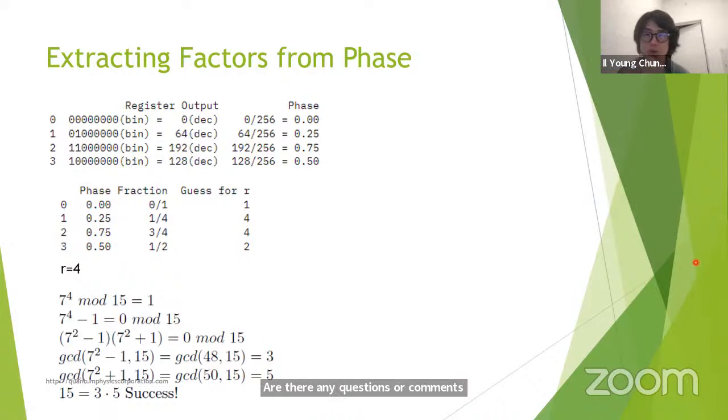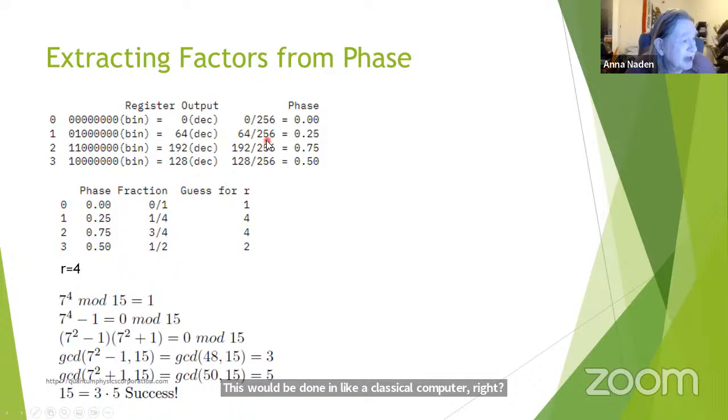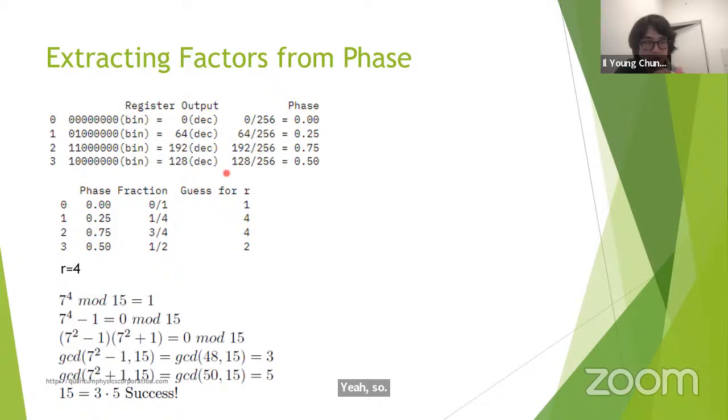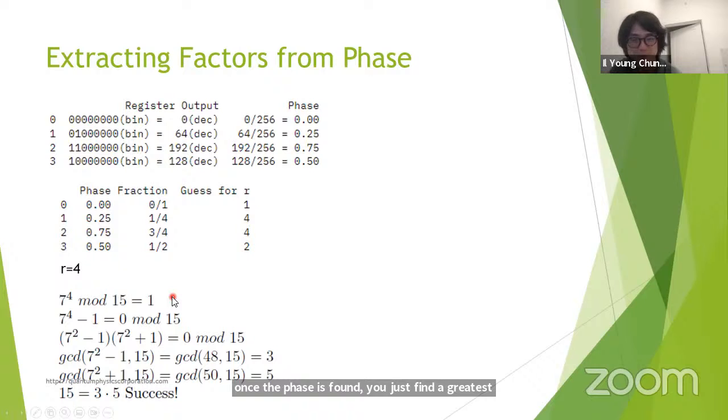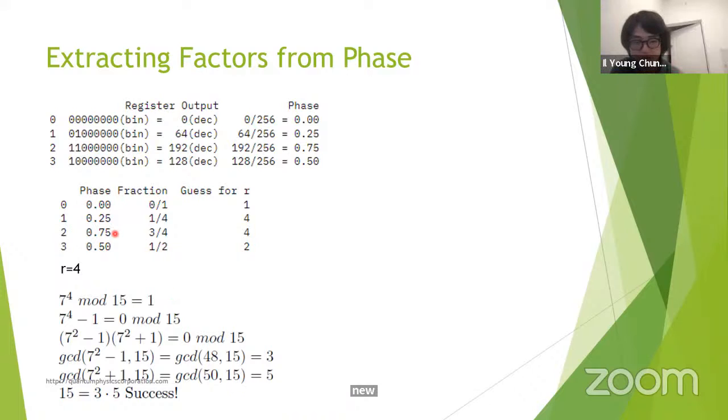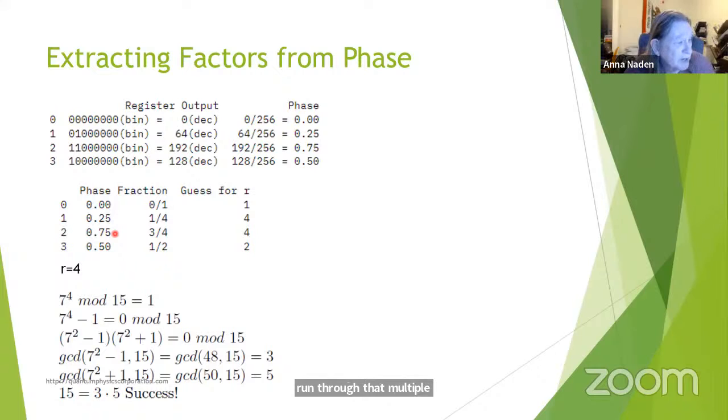Yeah, so this part here, this would be done like finding the greatest common factor. This would be done in a classical computer, right? The phase, getting the phase is what's done on the quantum computer. Yeah. So once the phase is found, you just find the greatest common factor using a regular computer. And then if they say that it's a failure, you run it on the quantum computer again to find new phases. Yep. And you just run through that multiple times until you get to prime factors, like prime numbers. Okay. And you won't have to do it very many times. Sure.